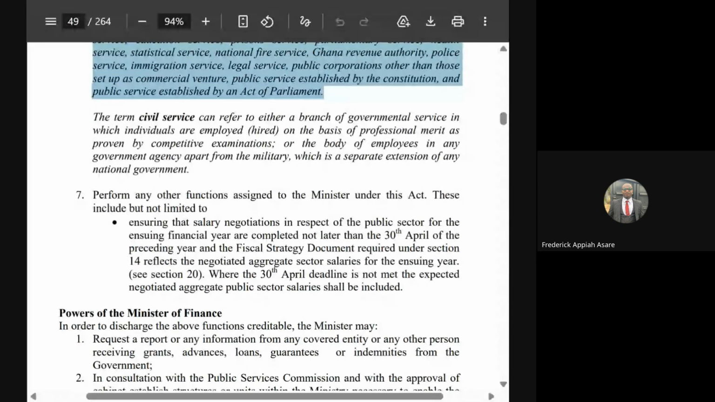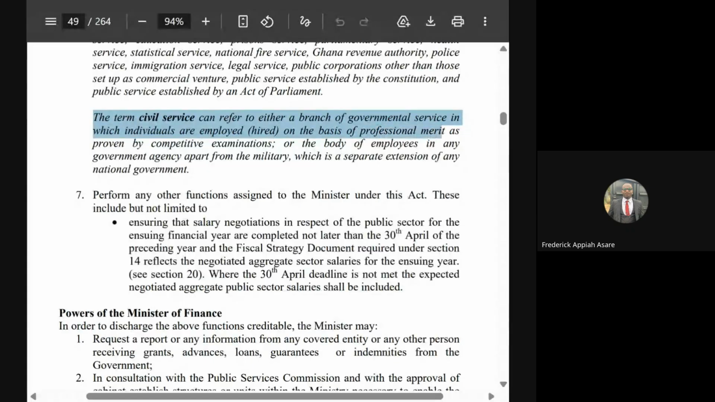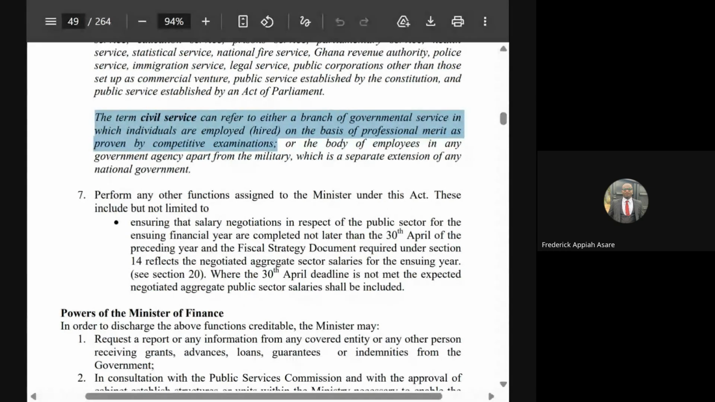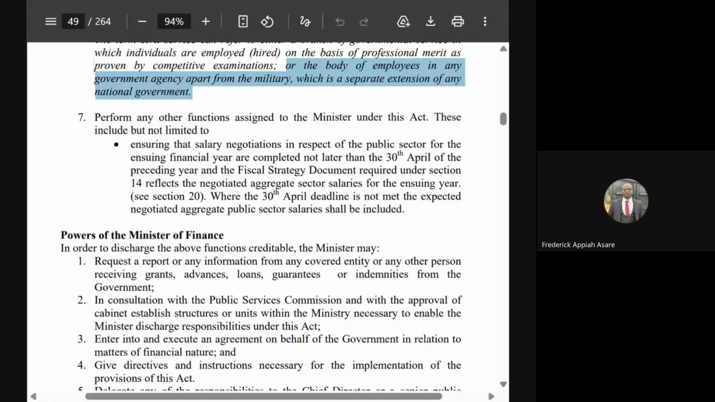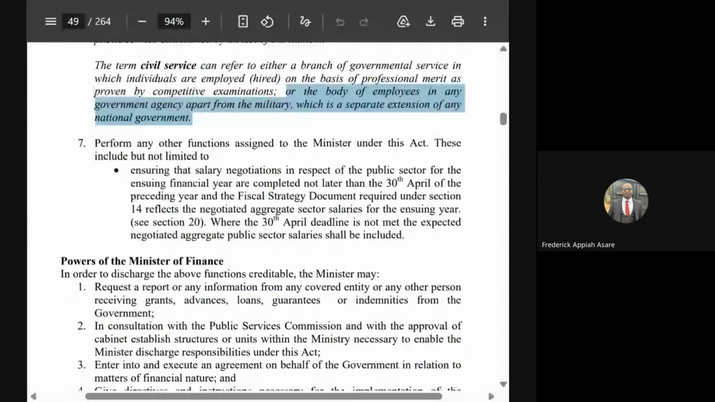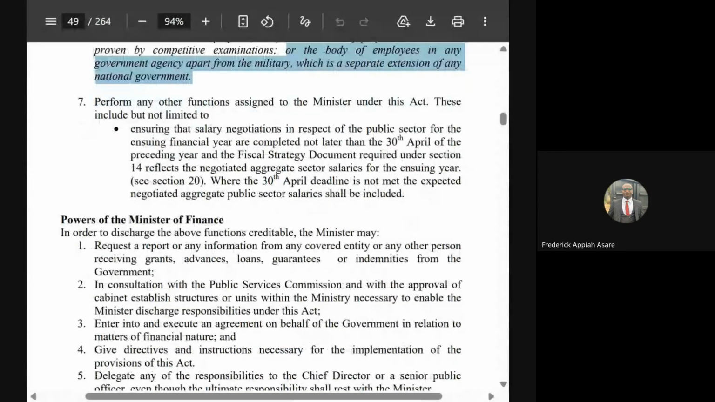The term civil service can refer to either a branch of governmental service in which individuals are employed on the basis of professional merit as proven by competitive examination, or the body of employees in any government agency apart from the military, which is a separate extension of any national government. So we know what a covered entity is, what public service is, and what civil service means. The final responsibility of the Minister of Finance is to perform any other function assigned to the ministry under this Act.